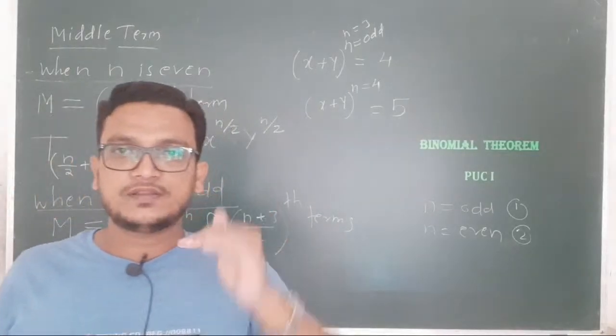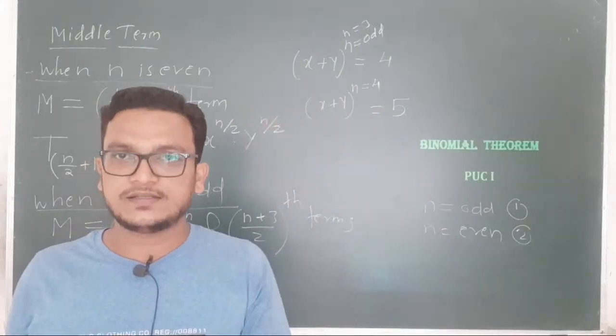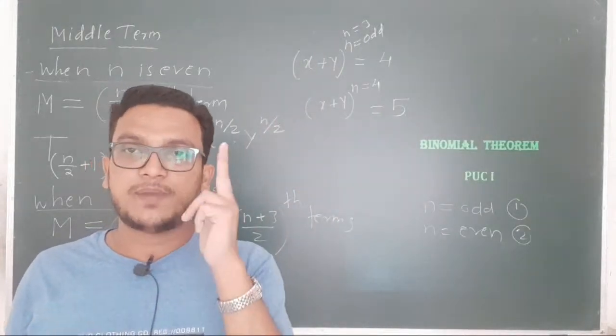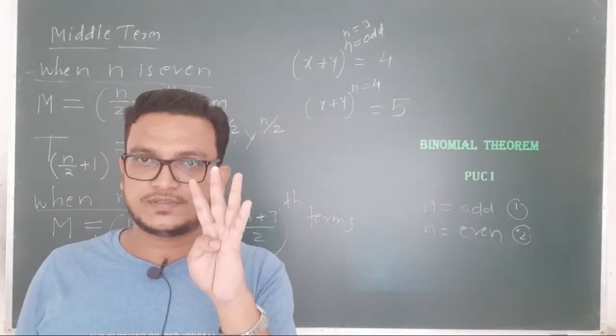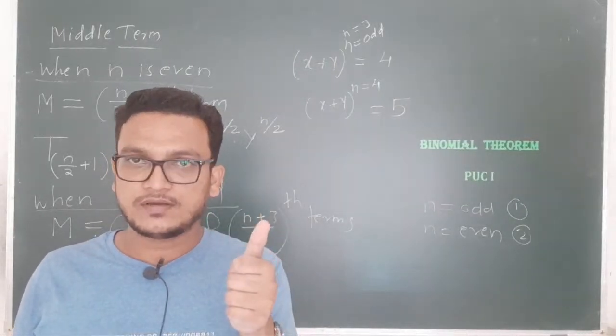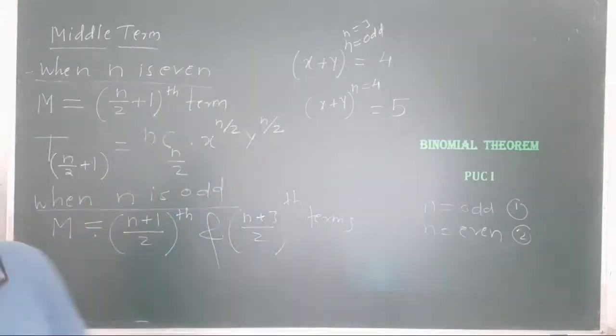So whenever the power is n, you will get one more extra in the expansion. If the power is 3, in the expansion you will get 4 terms. If the power is 4, in the expansion you will get 5 terms. This is the difference. Okay.